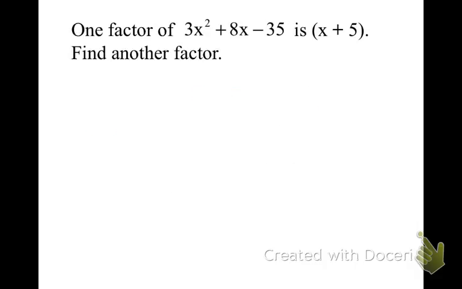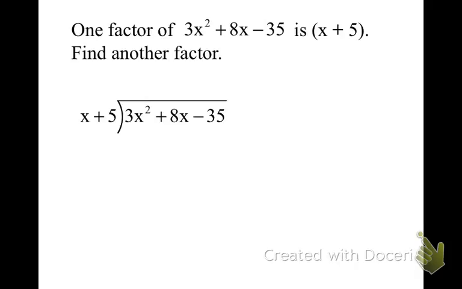Okay, look at how they ask this question. One factor of 3x squared plus 8x minus 35 is x plus 5. Remember, 2 factors multiply to a product. They're giving us a product and a factor. They are implying what operation? Division. Okay? So they imply that 3x squared plus 8x minus 35 is the product. So that is our dividend. That goes in the box.